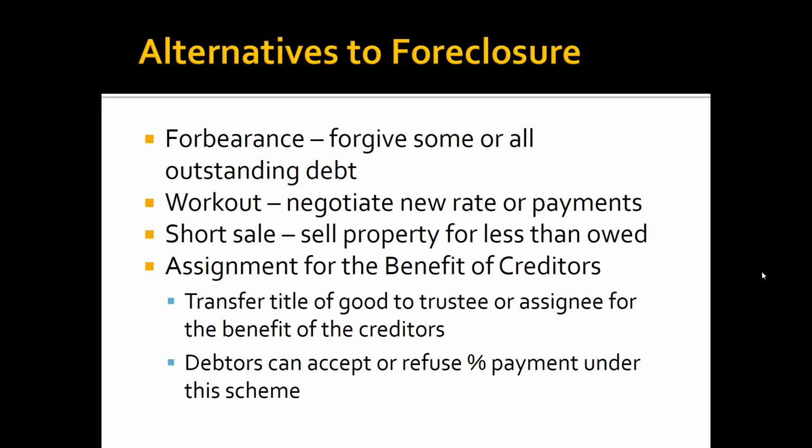Or, and this was a little bit more common in the 1800s, assignment for the benefit of creditors, where you transfer title of the good to a trustee, so the property goes to a trustee, and that person holds it for the benefit of the creditors. And usually creditors can accept or refuse the percentage payment under this scheme, and sometimes they prefer it because of accounting issues really, that have a lot to do with having to declare loans performing or non-performing.